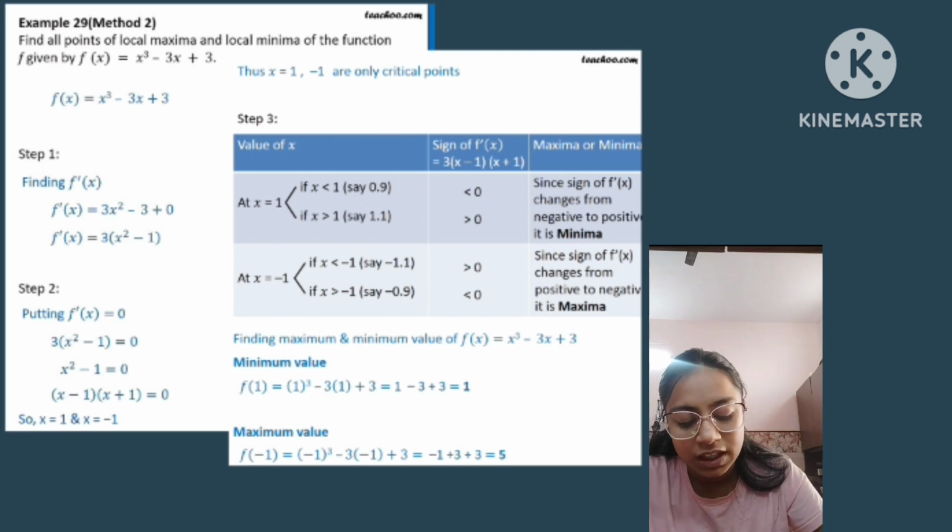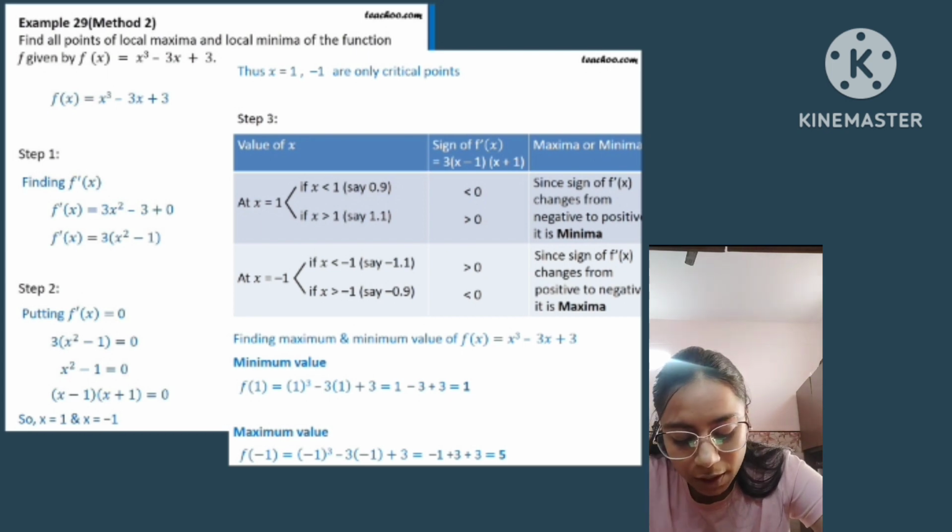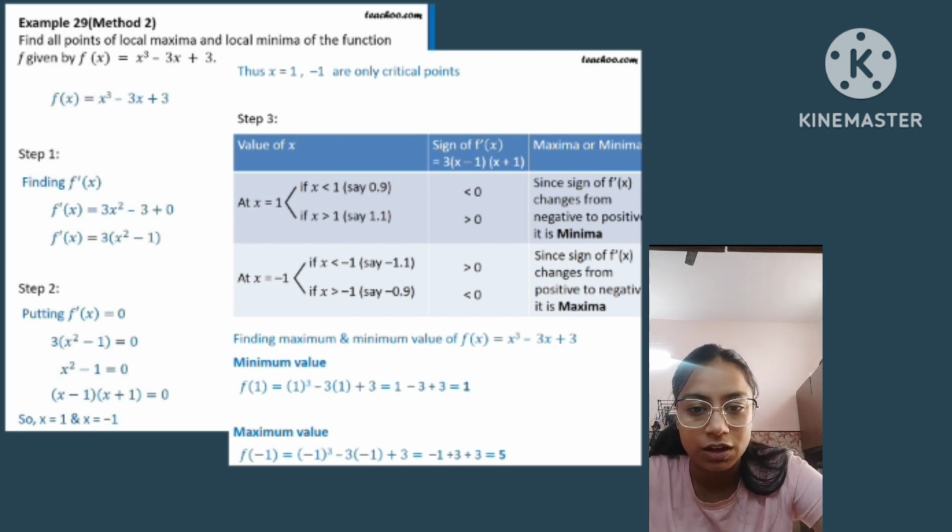And when we put these critical points in f(x), our function, we'll get the minimum value and maximum value.